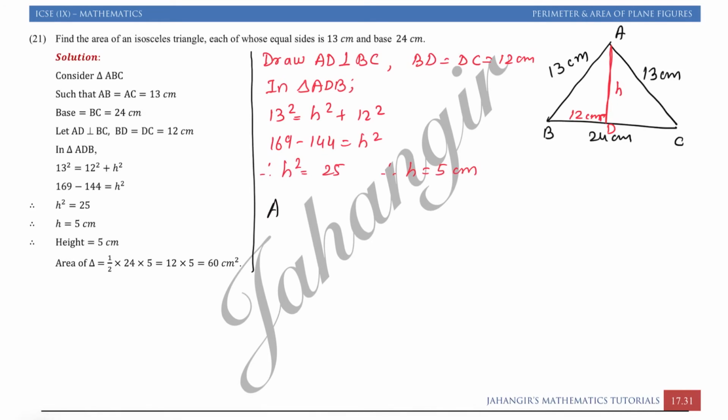Now area of triangle is half into base, which is 24, into height, which is 5. That is 12 into 5, which is equal to 60 centimeter square.